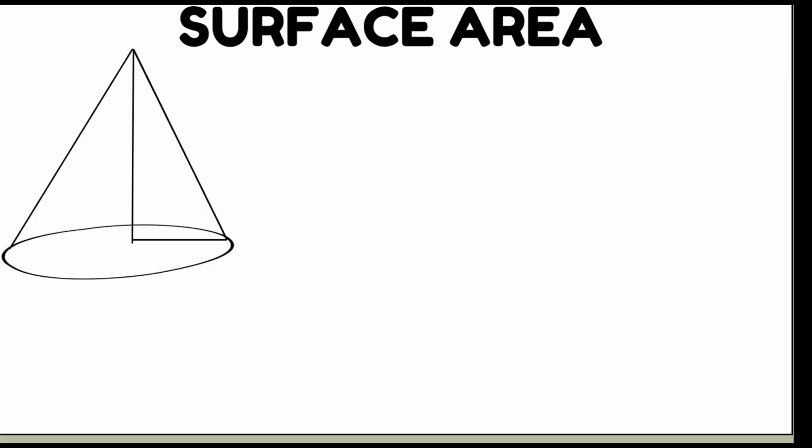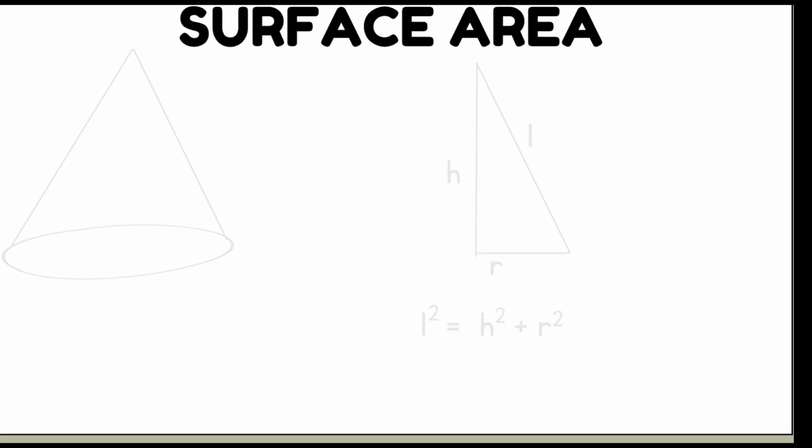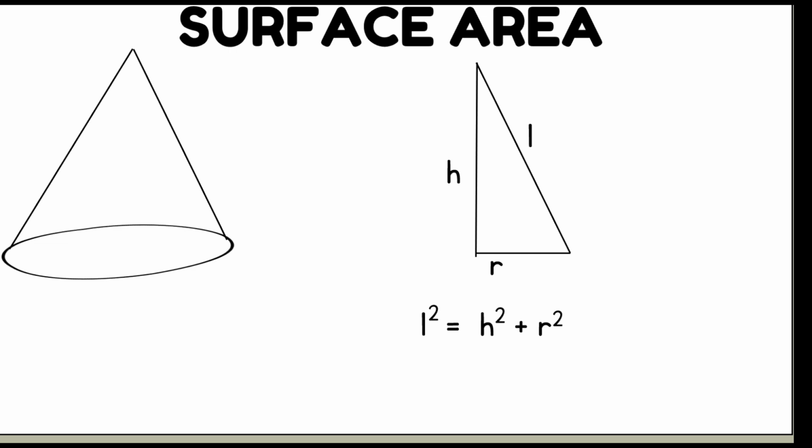Alright, let's label the parts of this cone. Here is the height, which is h, or the vertical height. Here we have the slant height, which is L, and this part we have the radius, which is R. If we take this out, this will give us a right angle triangle, and therefore to find any missing part of this triangle, we'll be making use of the Pythagoras theorem.